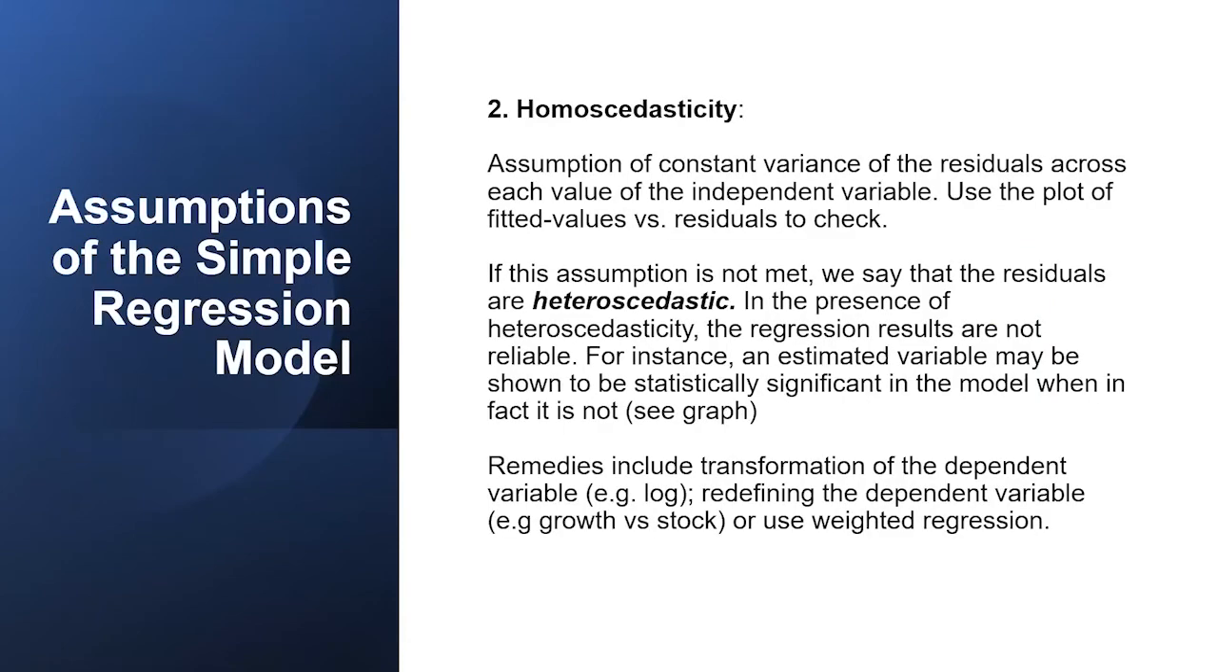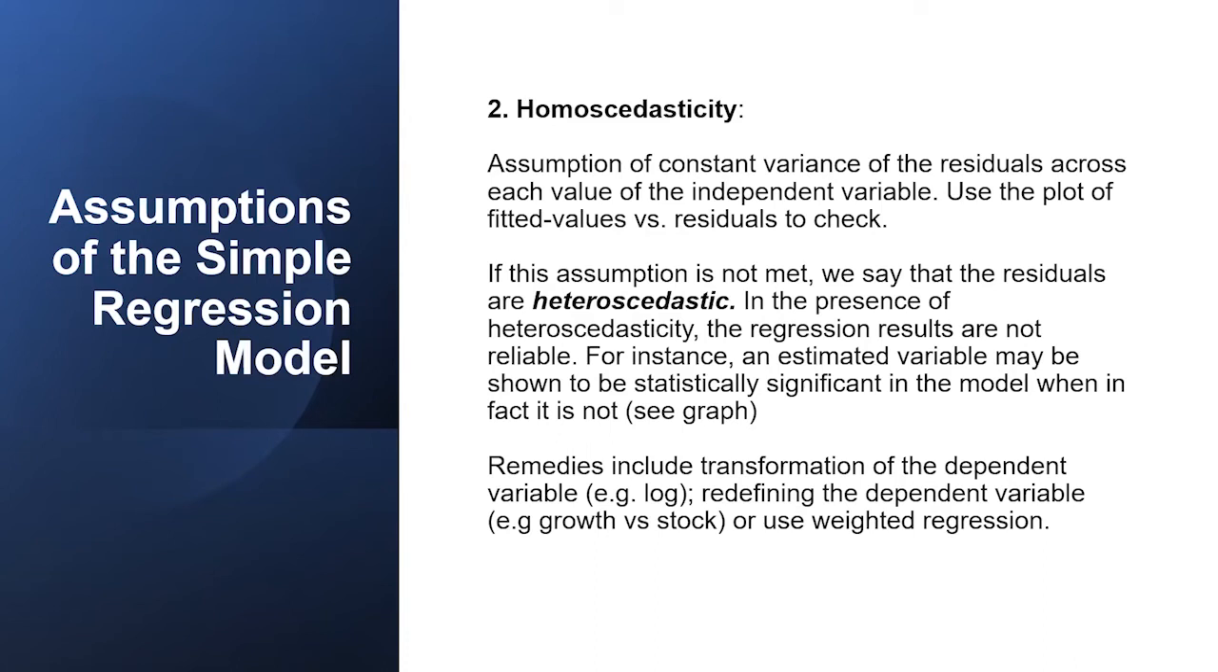The second assumption that we make is known as homoscedasticity. What is homoscedasticity? This is an assumption of constant variance of the residuals across all values of the independent variable. Once you have your estimated results, your fitted values, and the residuals, you can check your homoscedasticity assumption by looking at the plot of the fitted values versus the residuals. We'll see that.